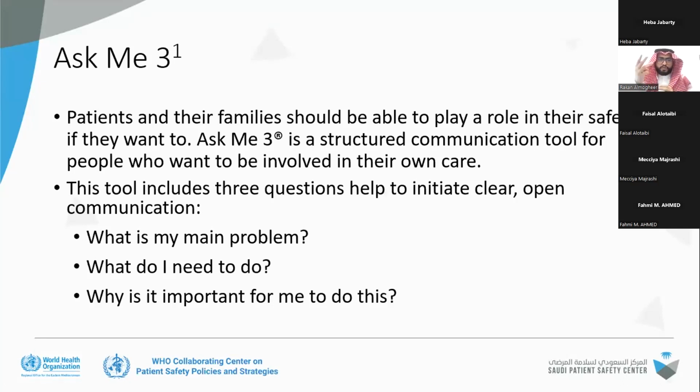This tool constitutes 3 questions. It is published by the IHI. What is my main problem? What do I need to do? Why is it important for me to do this? So if the patients or family are given these questions before they enter to the doctor, for example, in the waiting room in the emergency department or in the clinic, it will help them be more involved in their own care.